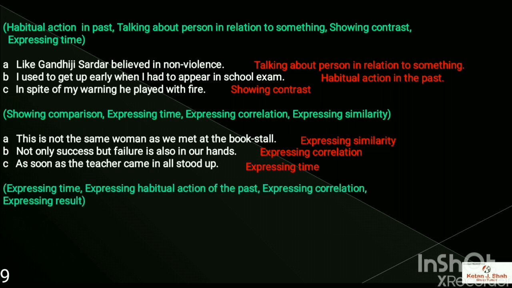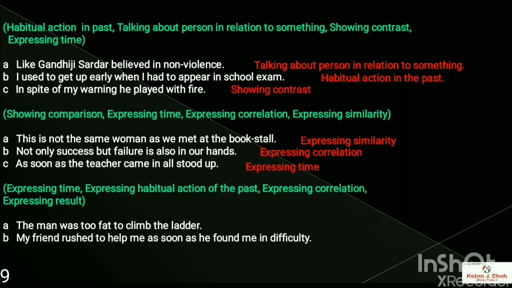Expressing time, expressing habitual action in the past, expressing correlation, expressing result. The man was too fat to climb the ladder. My friend rushed to help me as soon as he found me in difficulty. Gandhiji used to say that truth is God. The first sentence is expressing a result, that the man was too fat, so he was unable to climb the ladder. So the result was that he could not climb the ladder.